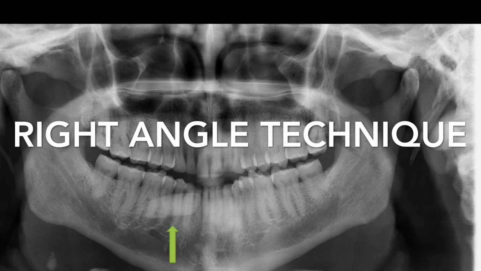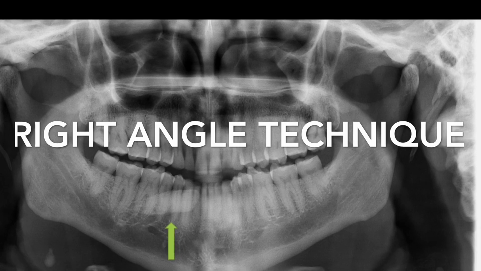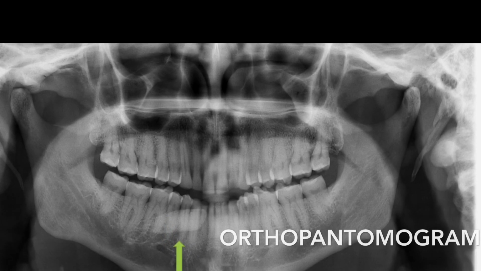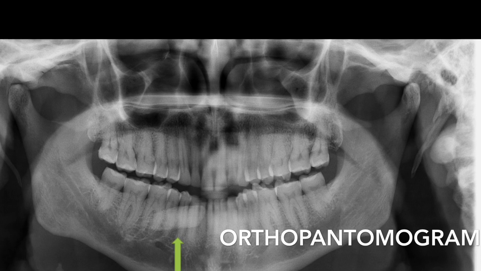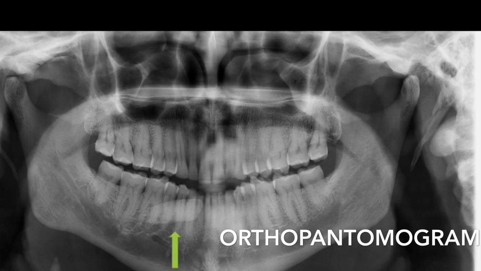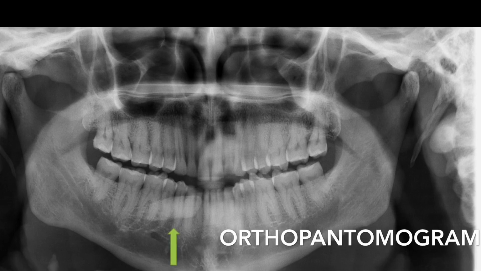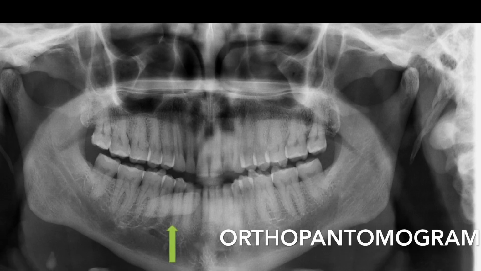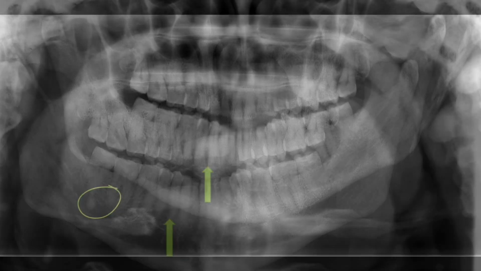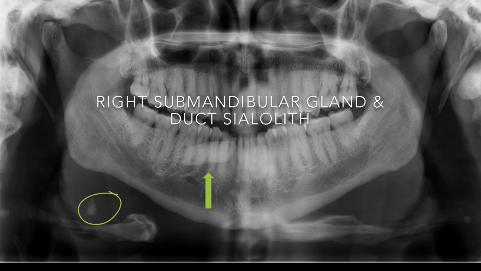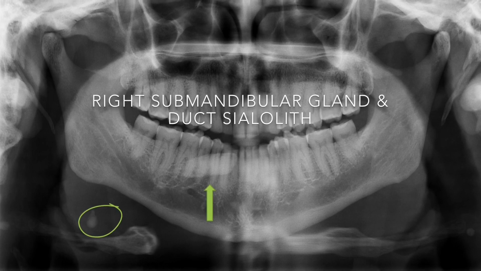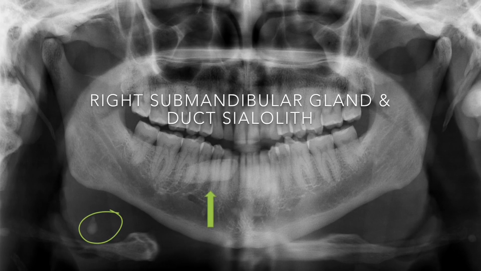This is another patient who visited us with a complaint of pain and swelling in the right submandibular gland. OPG revealed a large radiopacity which was overlapping the roots of the premolar and molar teeth. This could probably be a submandibular ductal sialolith. We can also appreciate a small radiopacity in the right submandibular region which could be a submandibular gland sialolith. Now we want to localize this large radiopacity.